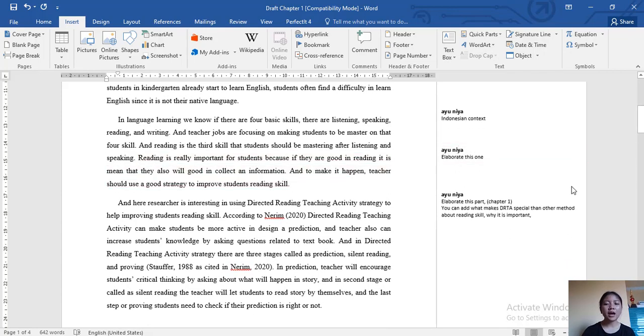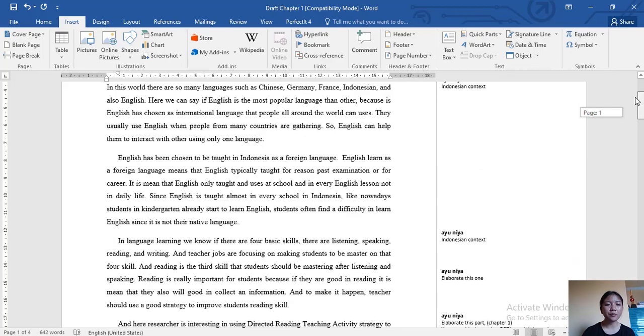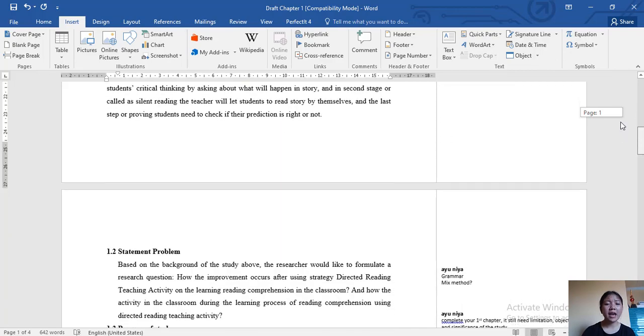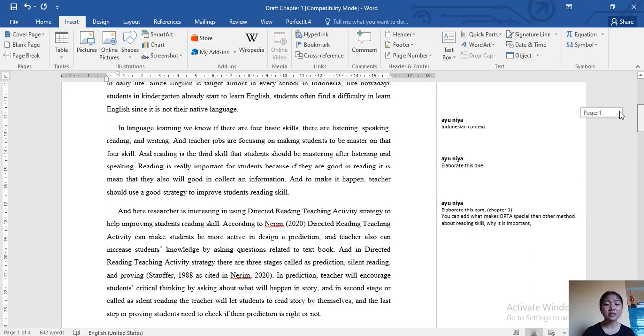About this one, you wrote the first chapter in only one page, and I think it still needs lots of elaboration. You can separate this sentence into another paragraph, like stating the importance of reading, why the students need to learn reading rather than other skills. Also you can omit the "and", because it is not good to start a sentence with "and", so you can elaborate this one into a different paragraph.